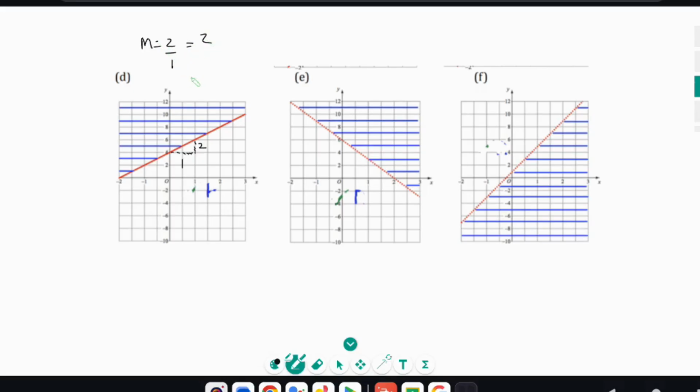Your y-intercept, where does it cross your y-axis? 4. So your equation would be y equals 2x plus 4. Shading is above the line, so y is bigger than 2x plus 4. Part E. Ooh, it's sloping downhill, so don't forget we are going to have a negative gradient.